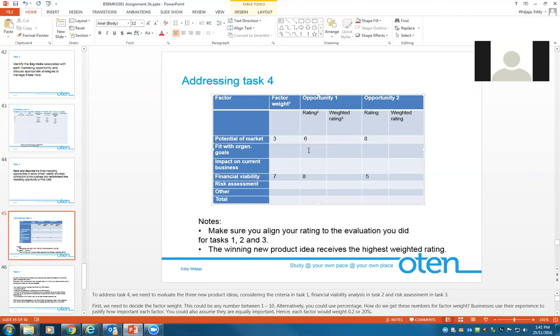Okay. So after you complete everything in here, next thing that you need to do is you do the weighted rating. Okay. How do we do that? We multiply factor weight and rating. Okay. 3 by 6, we should get 18. Okay. And 3 by 8, we should get 24 in here. And here we get 56, here we get 35. Okay? After we calculate everything, please add them all. Let's say here we get A. Just put it in a different color. Okay? And here we get B.